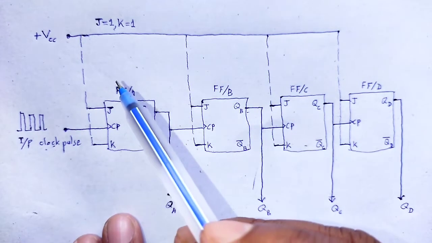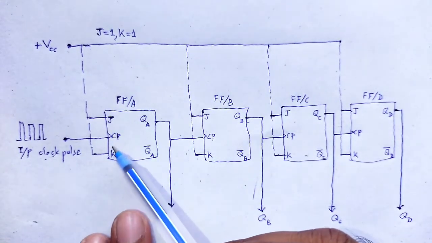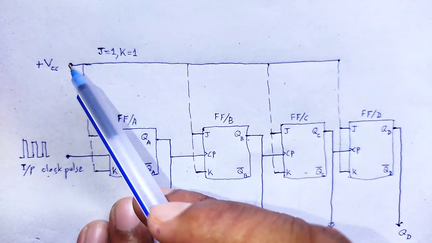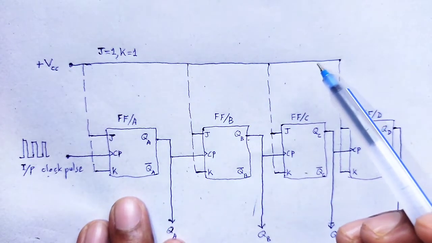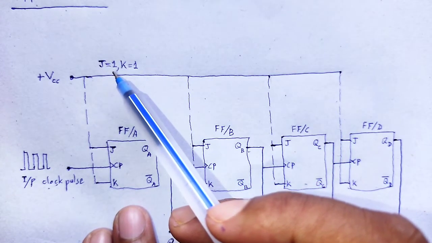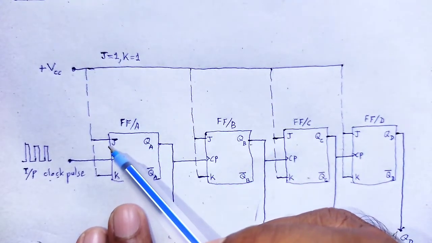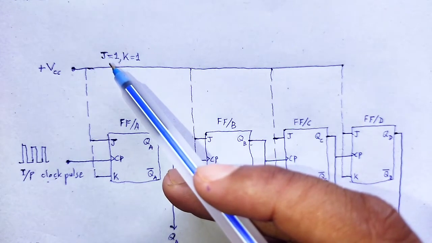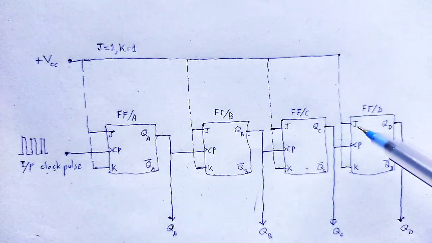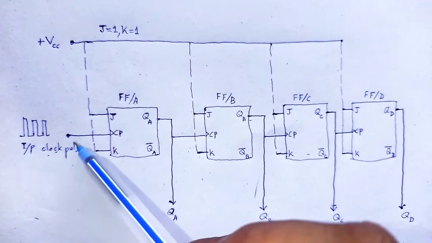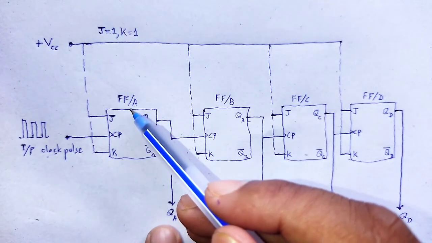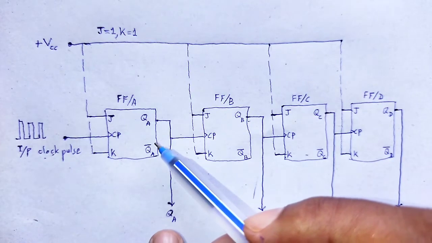So the operation: the terminals J, K of all flip-flops are joined together and connected to the power supply line. That line gives the input status J equal to 1 and K equal to 1. When the inputs are connected to logic 1 or high, this condition allows the flip-flops to switch over their status on every external clock pulse, and the output of flip-flop A should change its state at the following edges.